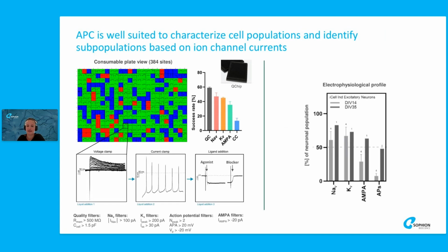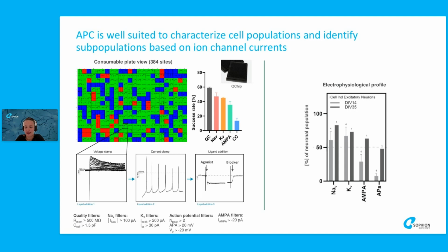So here on the right, I have plotted the percentage of the neurons in which we could record voltage-gated sodium and potassium currents, the AMPA-mediated currents, and action potentials. And we recorded this at day 14 in culture and day 35 in culture. And what you can already see is that the neurons are quite variable in terms of their electrophysiological properties, and that the properties are changing over time. For example, the percentage of neurons that are able to fire action potentials increases quite drastically from day 14 to day 35.